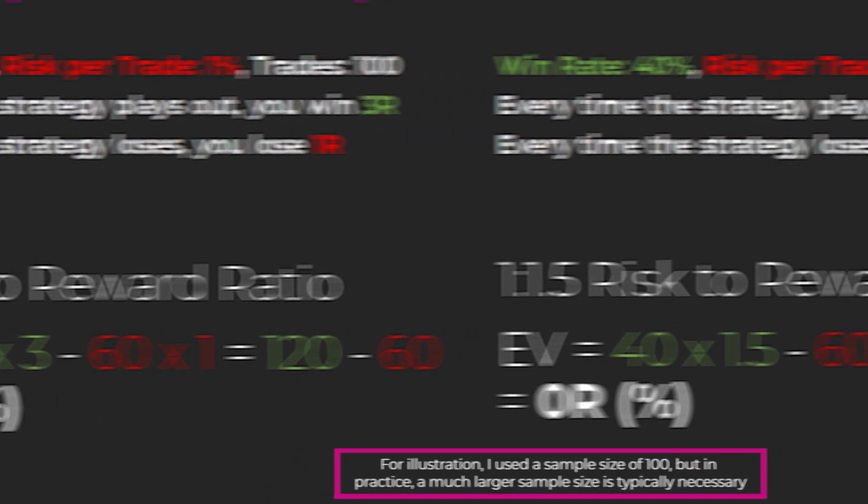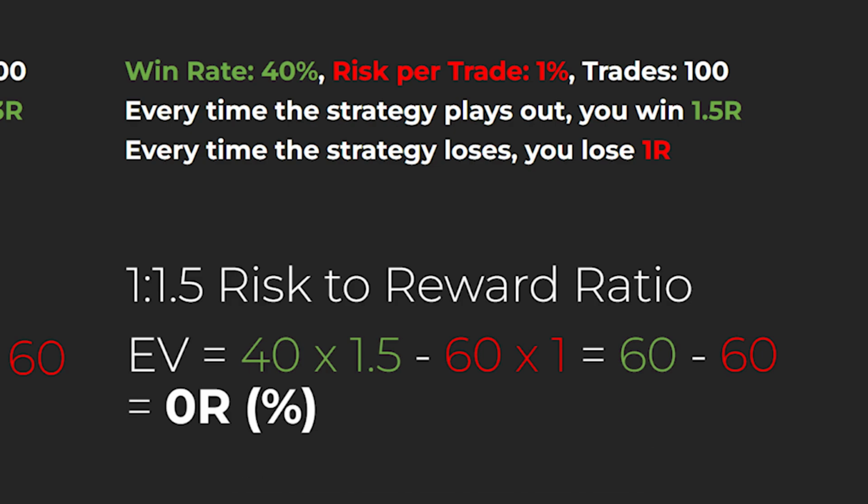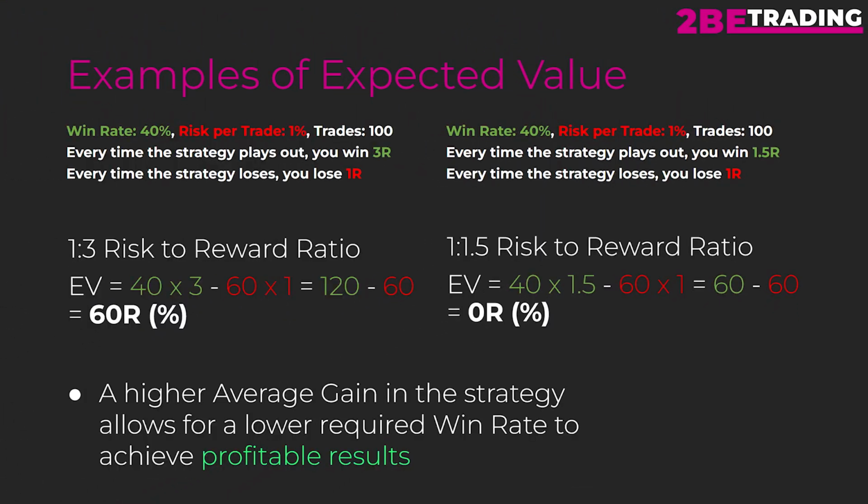Now let's take the second example. The win rate is the same, 40%. Risk per trade is the same, 1%. And the amount of trades is the same, 100. But every time the strategy loses, you lose 1R, and every time it wins, you win 1.5R. That's a 1 to 1.5 risk to reward ratio, and the EV equals 0R. So, a higher average gain in the strategy allows for a lower required win rate to achieve profitable results.